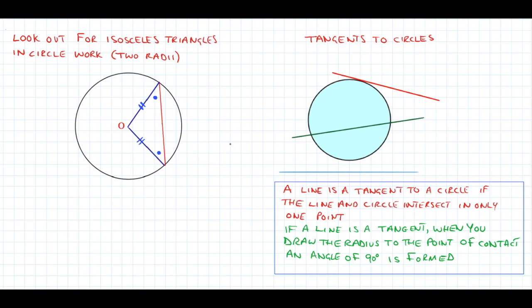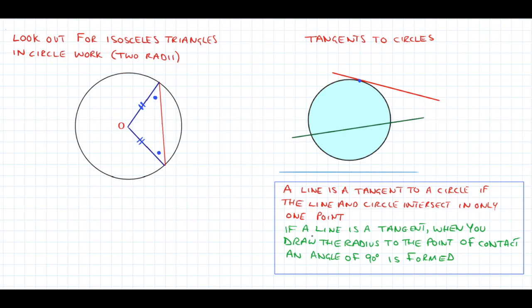Another very important fact is tangents to circles. Now, if a line is a tangent to a circle, then the line and the circle intersect in one point and one point only, like this red line is a tangent to the circle. This green line intersects in 2 points. It's not a tangent. And this blue line doesn't intersect at all. That covers all the possibilities for a straight line and a circle: no points of intersection, 2 points of intersection, or 1 point of intersection. So 1 point of intersection means that it's a tangent.